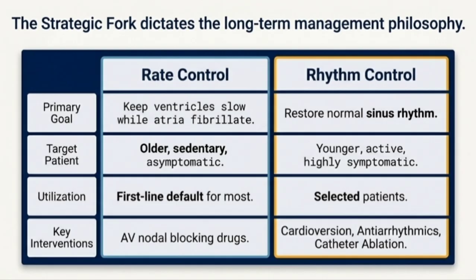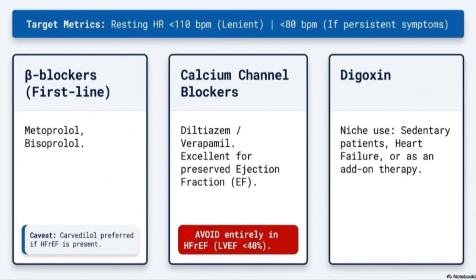In rhythm control, sinus rhythm is restored in young, active, highly symptomatic, selected patients with cardioversion, antiarrhythmics, and catheter ablation. Beta blockers are the first line: metoprolol, bisoprolol. The caveat is that carvedilol is preferred if heart failure with reduced ejection fraction is present. However, bisoprolol is also in contention with carvedilol. Calcium channel blockers, diltiazem and verapamil, are excellent for preserved ejection fraction and should be avoided entirely in heart failure with reduced ejection fraction. And digoxin, the niche use is in sedentary patients with heart failure or as add-on therapy in patients with atrial fibrillation.